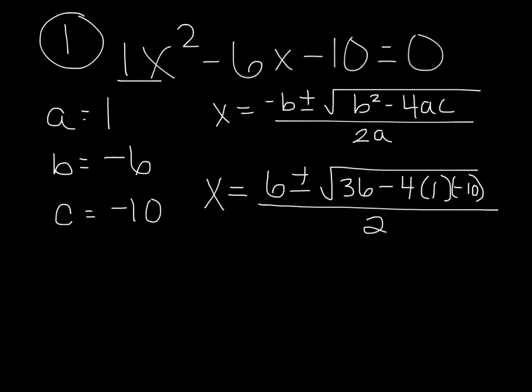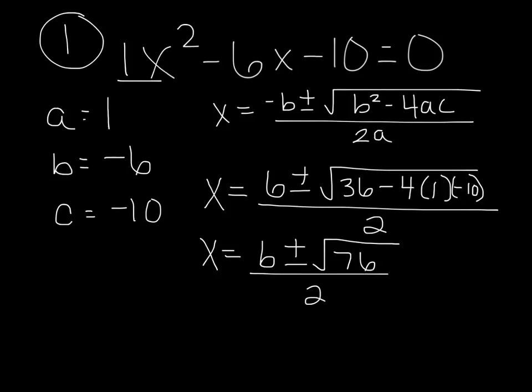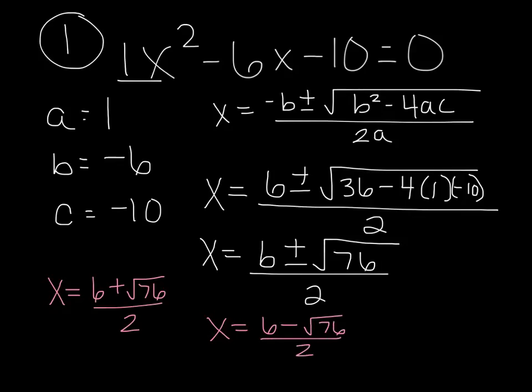And when you do that, you're going to get x is equal to, the 6 still stays where it is because you didn't do anything, plus or minus the square root of 76 in this case, all divided by 2. Okay, and now you can set it up into 2 different problems because we have that plus or minus sign. Well, that means that one of my problems is going to be x equals 6 plus the square root of 76 all divided by 2. And the other one is going to be x is equal to 6 minus the square root of 76, all divided by 2.